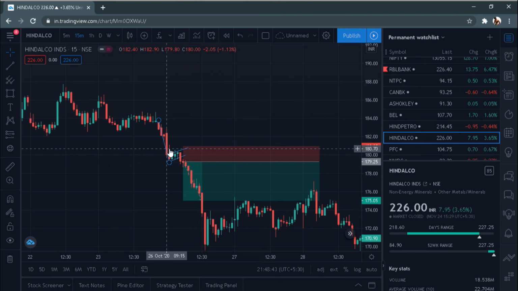To summarize and revise the whole thing, the entry should be after the candle has broken the pattern and closed, and then you enter at the next candle. Like this candle broke the flag pattern and then closed, and then you entered at this candle, and the stop loss will be at the point where the flag pattern is invalidated. In case of the bullish flag, the stop loss will be below the lower trend line, and in case of the bearish flag pattern, the stop loss will be above the upper trend line, and the target will be the same length as the flagpole. So that was the bearish flag pattern.